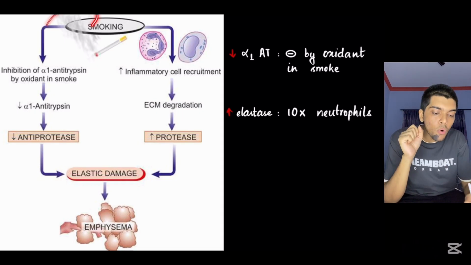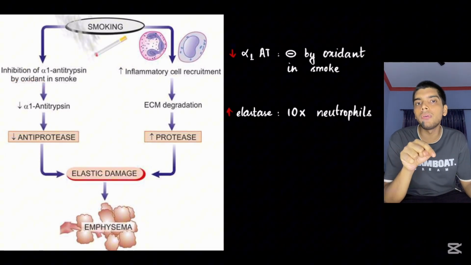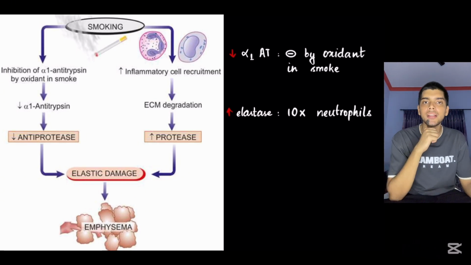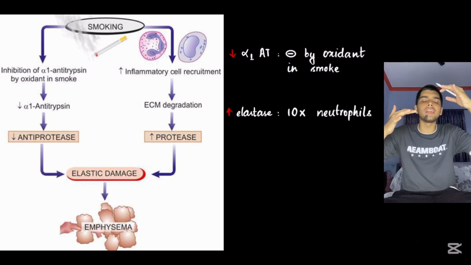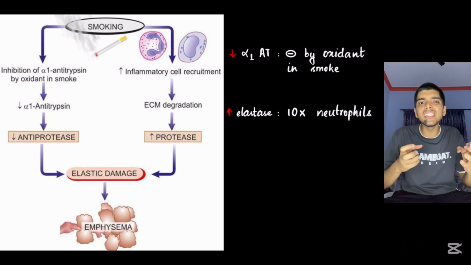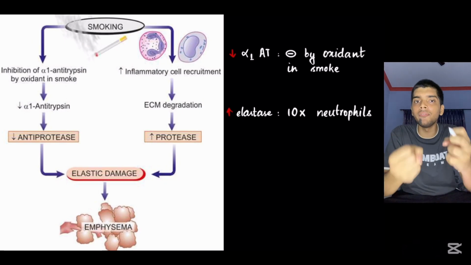Second, the smoke produced contains oxidants, which inhibit the activity of alpha-1 antitrypsin. So there is reduced activity of anti-elastase. There was an increase in elastase, and now there is also reduced activity of anti-elastase, overall leading to increased proteolytic destruction of elastic fibers, resulting in emphysema.